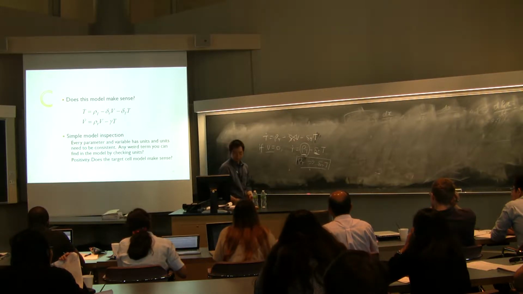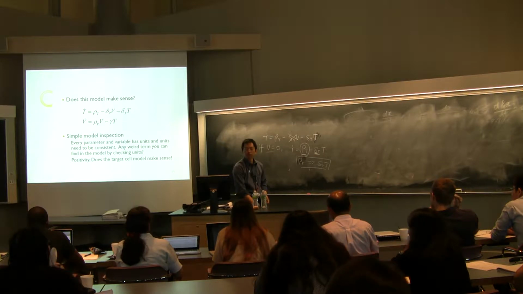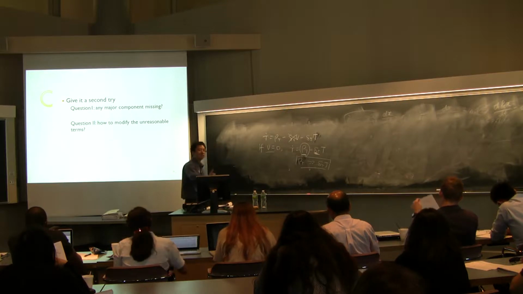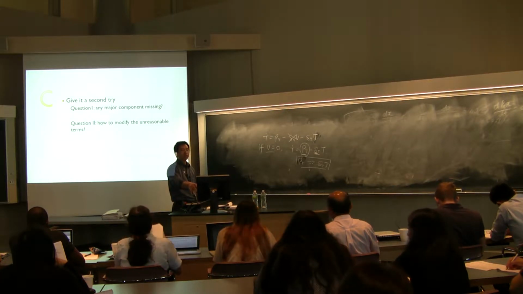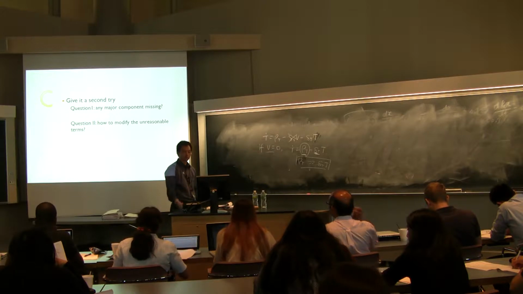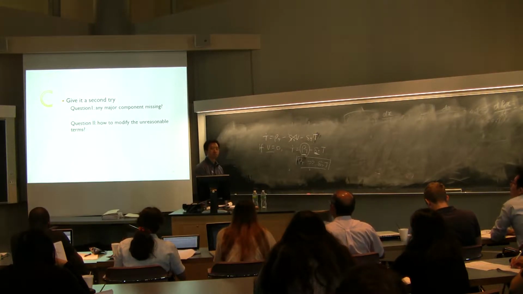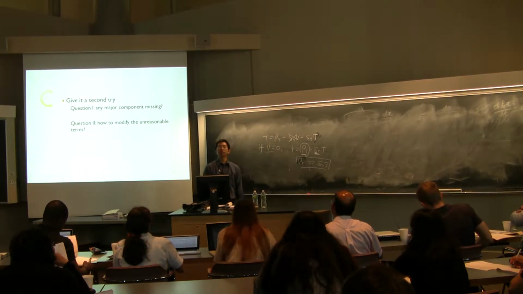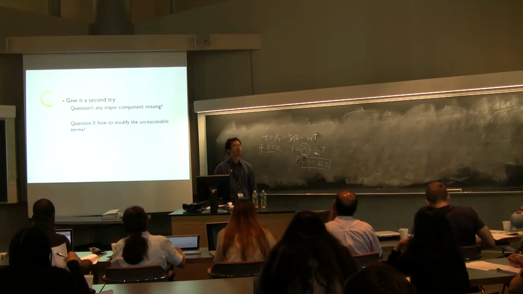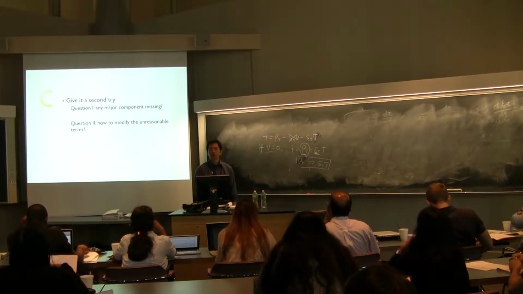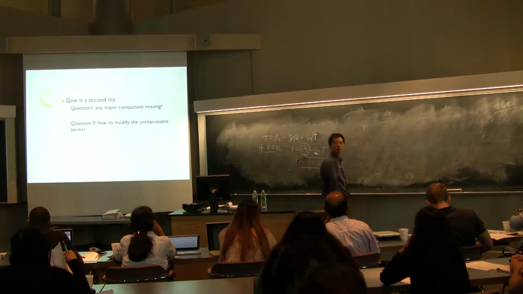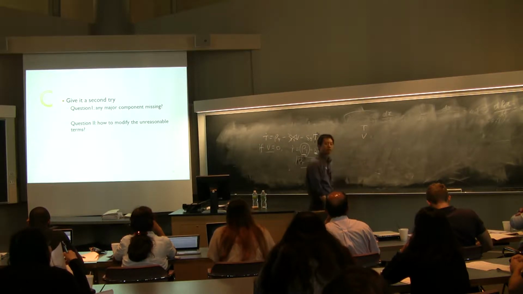So now, still this model, we give it a second try, okay? Ask yourself, the first question is, did we miss any major players in this game? We're talking about the infection, cell infection by virus. So any major component we missed? We have target cells in the model. We have viral particles in the model. Anything else?